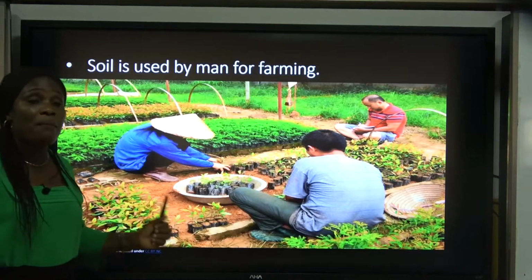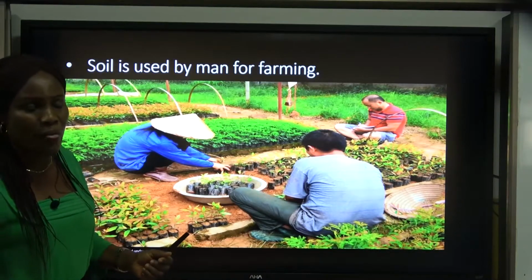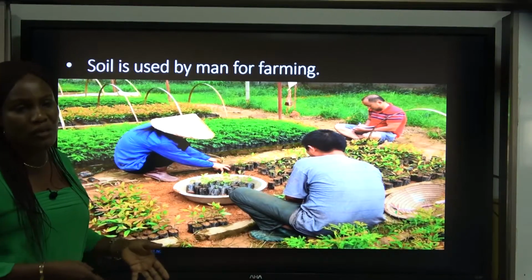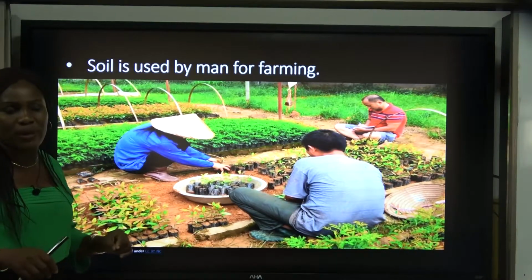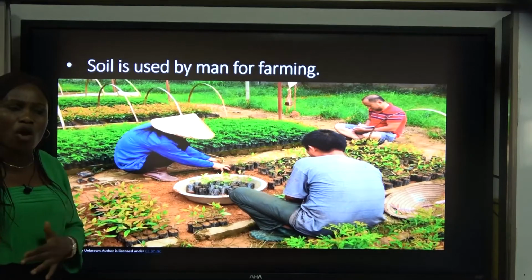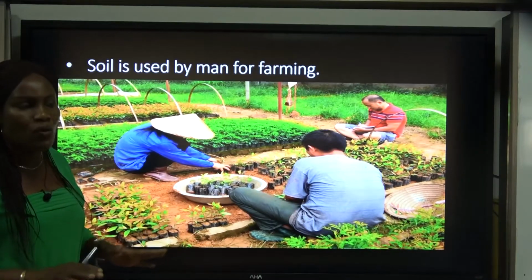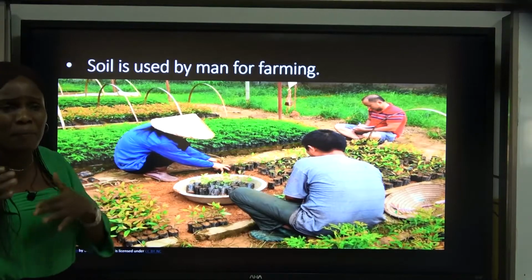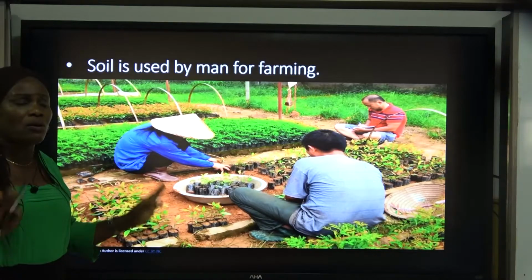Soil is used by man for farming. Man goes to farm every day. Where will you plant your crops? It is right in the soil. You plant your crops in the soil. Without soil, I don't think there's any other place we can plant our crops.